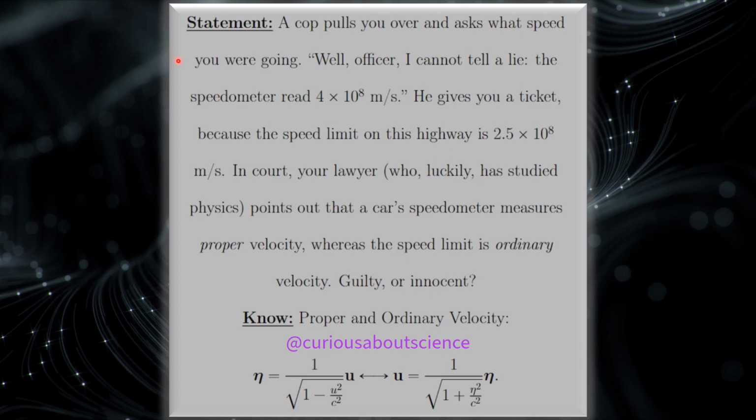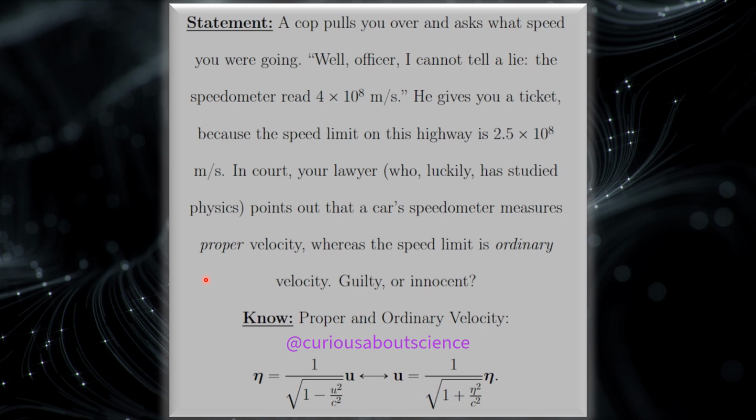That being said, the statement reads, a cop pulls you over and asks what speed you were going. Well, officer, I cannot tell a lie. The speedometer read 4 times 10 to the 8 meters per second. He gives you a ticket because the speed limit on the highway is 2.5 times 10 to the 8 meters per second. In court, your lawyer, who luckily has studied physics, points out that the car's speedometer measures proper velocity, whereas the speed limit is ordinary velocity.